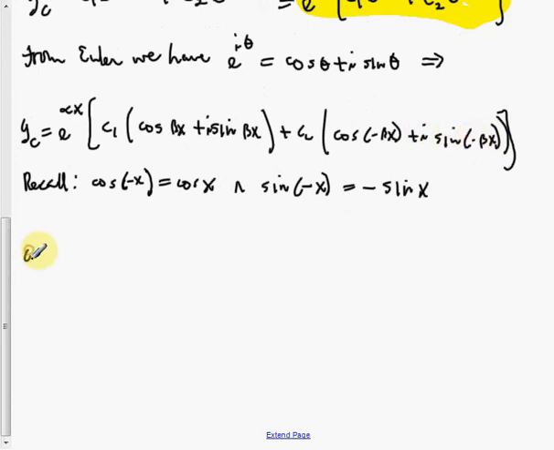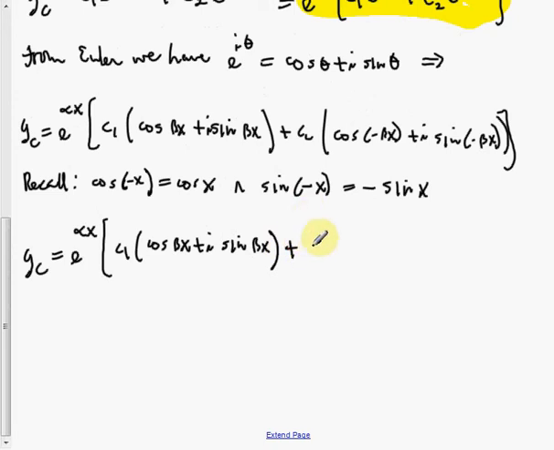So let's write that. So this is y sub c. The complementary solution is e to the alpha x times the brackets c sub 1 times parentheses cosine beta x plus i sine beta x, close that parentheses, and then it's plus c sub 2 parentheses cosine beta x minus i sine beta x.